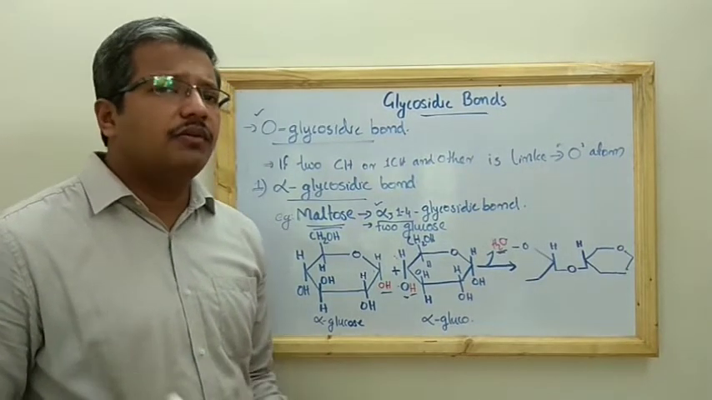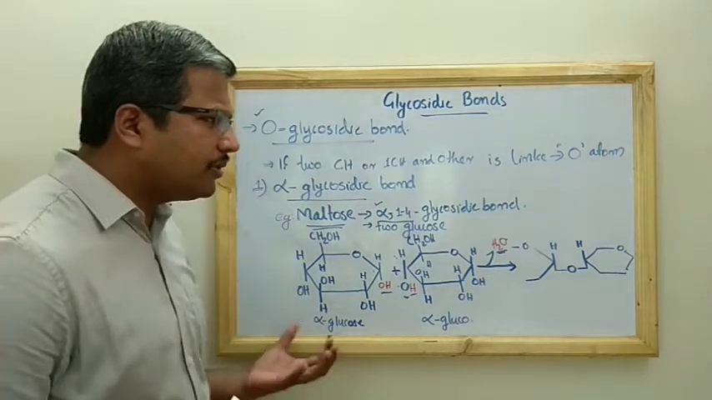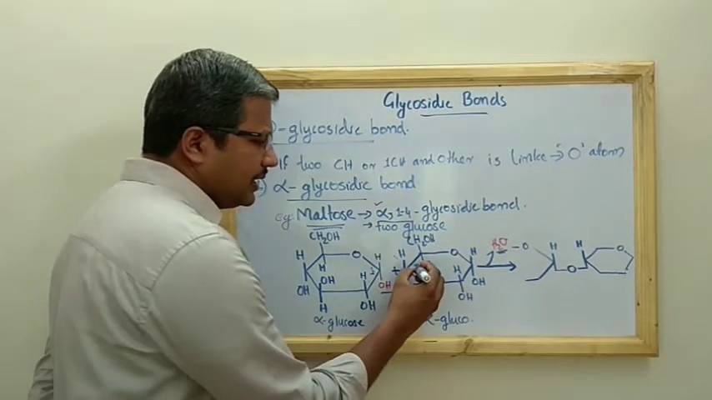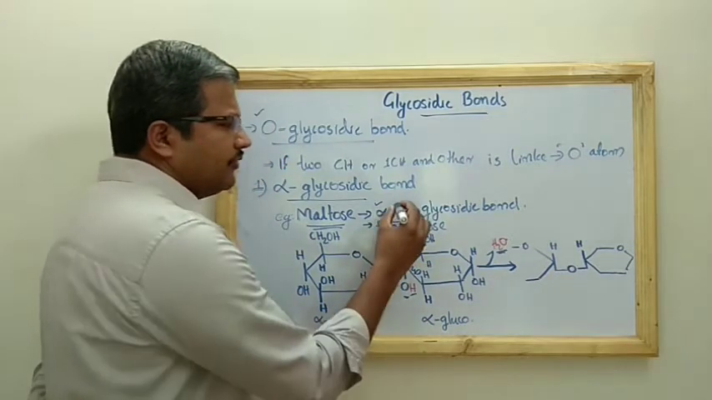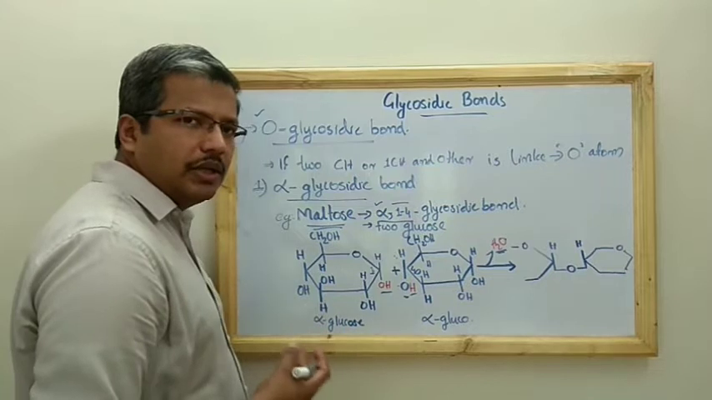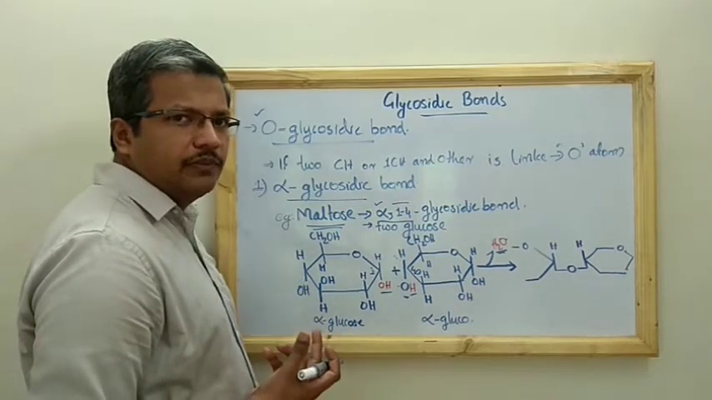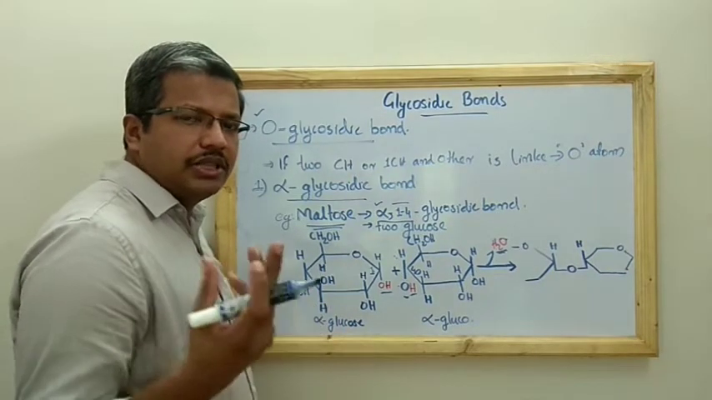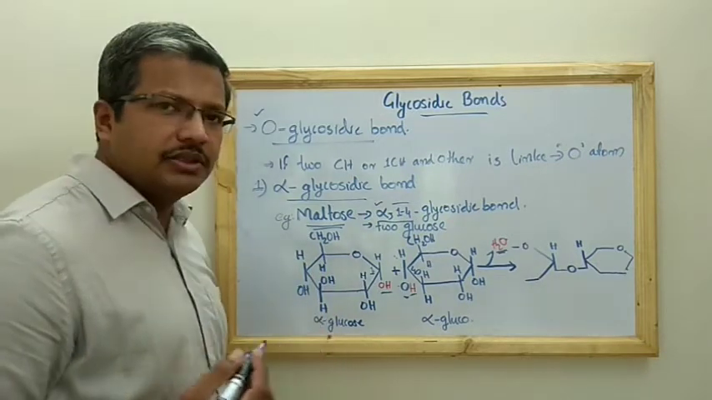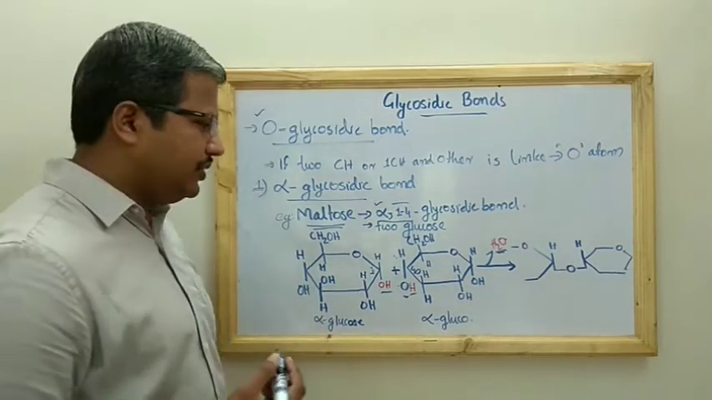There are also alpha 1,6 bonds, named based on the number of the carbons involved. So here we can see that this is the first carbon and this is the fourth carbon. That's why it is an alpha 1,4 linkage. It can be alpha 1,3. It can be alpha 1,6. When we are learning the polysaccharide structure, we will be looking at the branching. At that time, we will see the alpha 1,6 linkage.